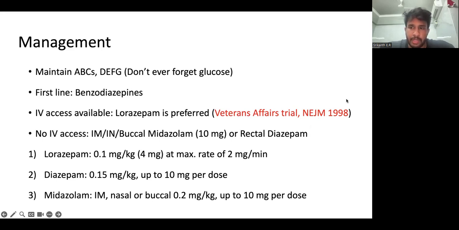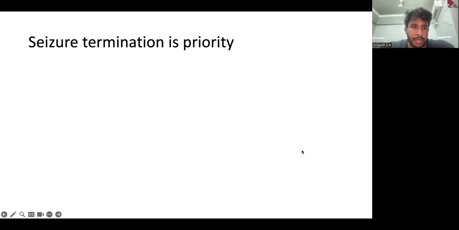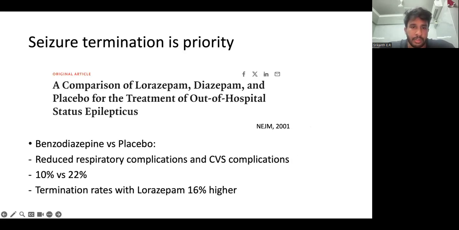So one thing that we are commonly afraid of while giving benzodiazepine is that if I give this dose, the patient might not breathe. The patient may have a respiratory complication. That is not true. The priority is actually to terminate the seizures, because it has been found that seizure is the one that causes more cardiovascular and respiratory compromise rather than the drug. So this was looked at in a pre-hospital trial where they compared lorazepam, diazepam, and placebo in out-of-hospital seizure patients, and they gave patients benzodiazepine.